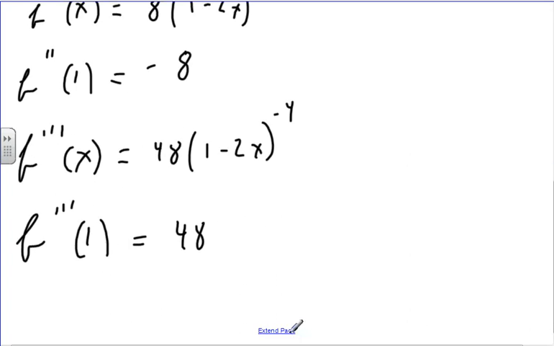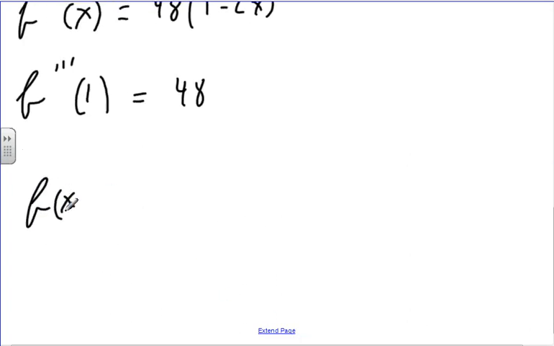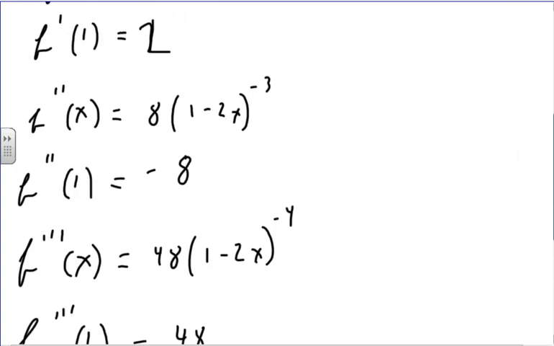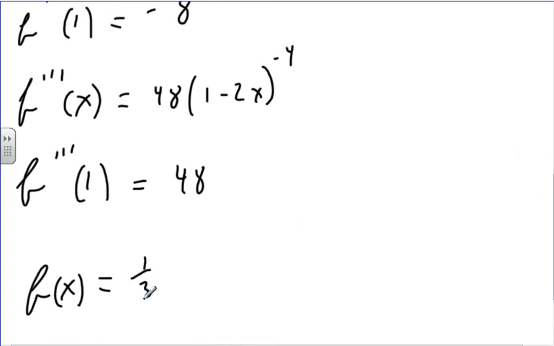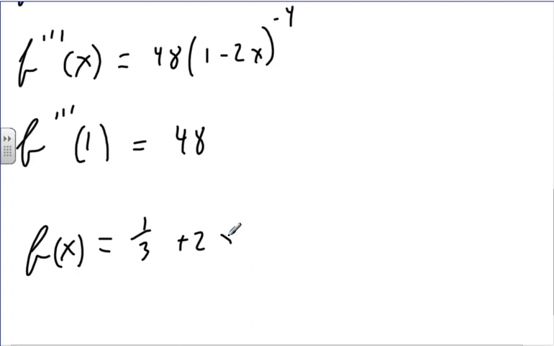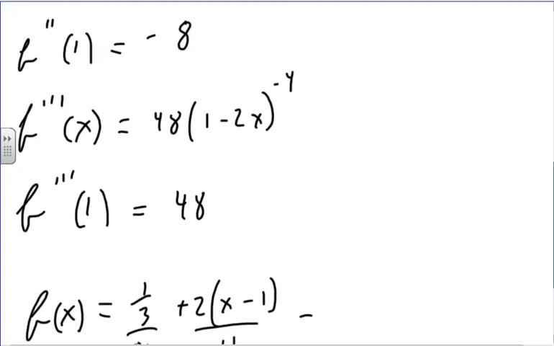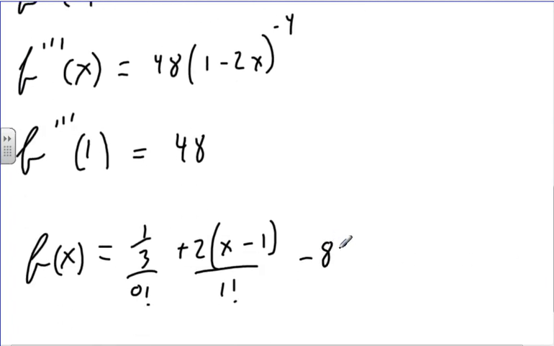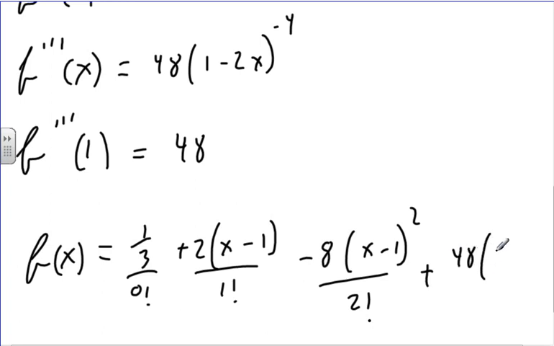Alright, so that being the case, f of x will be 1/3 plus 2x minus 1. And this is divided by 0 factorial, divided by 1 factorial. We're just not writing it down. Minus 8 times x minus 1 squared over 2 factorial plus 48 x minus 1 cubed over 3 factorial.